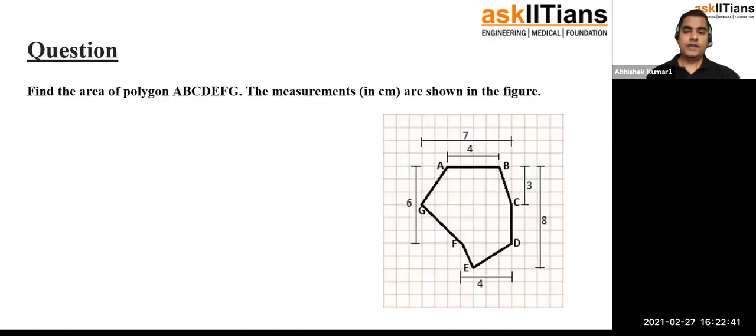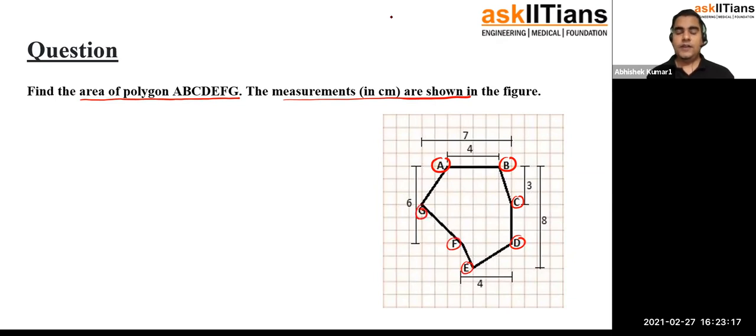Done. Okay, you can see this figure. This figure is a polygon, and how many sides does it have? 1, 2, 3, 4, 5, 6, 7. So it's a heptagon. You have to find out the area of this polygon A, B, C, D, E, F, G. The measurements in centimeters are given. Clear? So we have to find out the area of this entire figure A, B, C, D, E, F, and G.